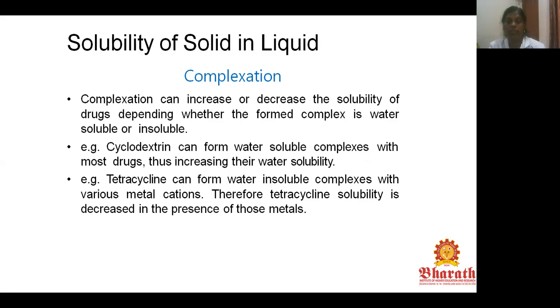Next comes complexation. Complexation can increase or decrease the solubility of the drug depending on whether the formed complex is water soluble or insoluble. For example, cyclodextrin can form water soluble complexes with most drugs, thus increasing their water solubility. Tetracycline can form water insoluble complexes with various metal cations. Therefore, tetracycline solubility is decreased in the presence of those metals.